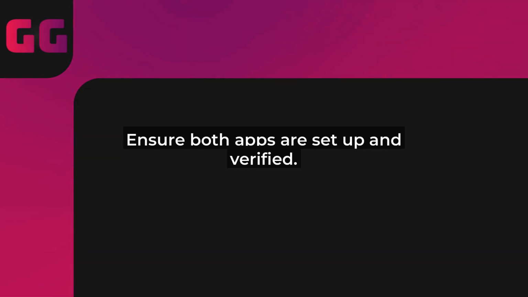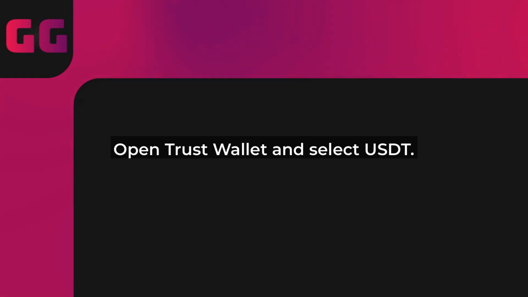First things first, make sure you have both Trust Wallet and Coinbase apps installed on your device and that your accounts are verified. This is crucial for smooth transactions and to avoid any hiccups. Now, open up your Trust Wallet app and navigate to your USDT holdings. You'll see a list of your assets. Tap on USDT to select it.